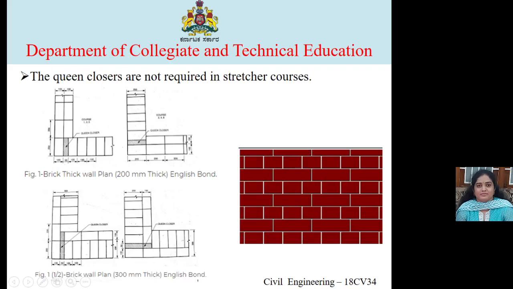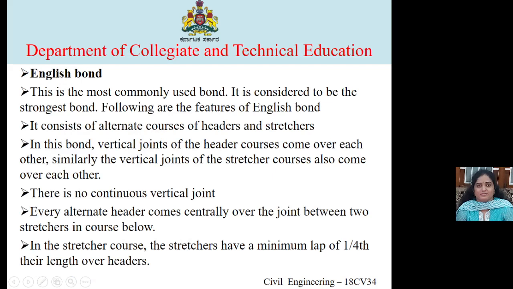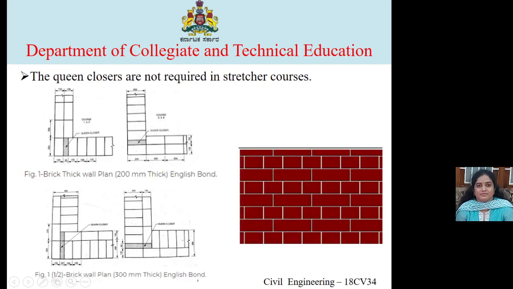This figure shows the plan of a one brick thick wall, 200 mm thick, in English bond. This is how the finished surface looks. One course is stretcher bond, then header bond, then stretcher bond, header bond, like this. So here you can see in plan it is a 200 mm thick wall.